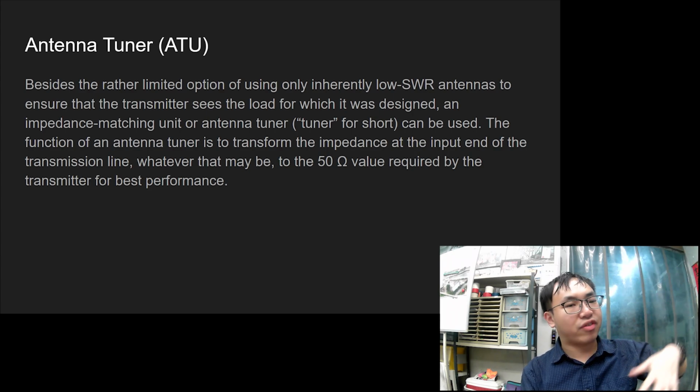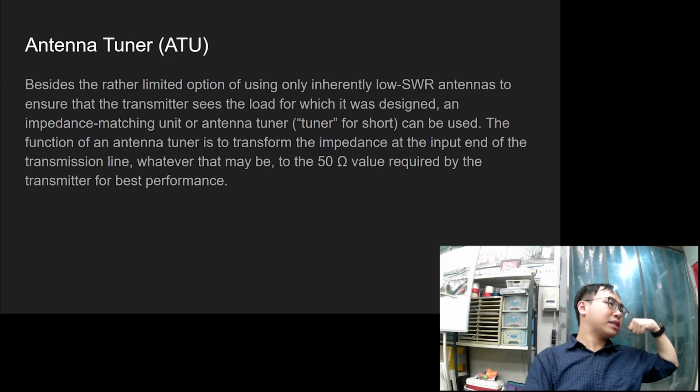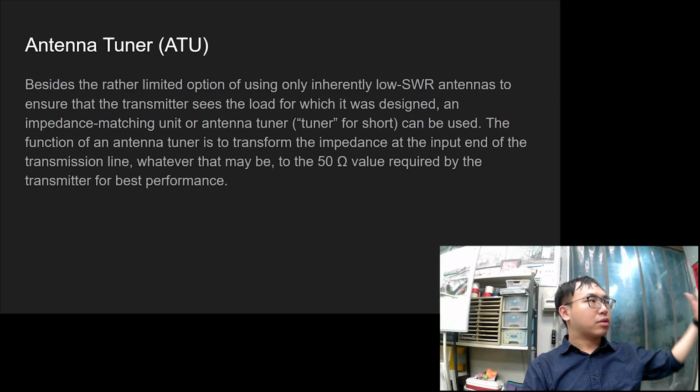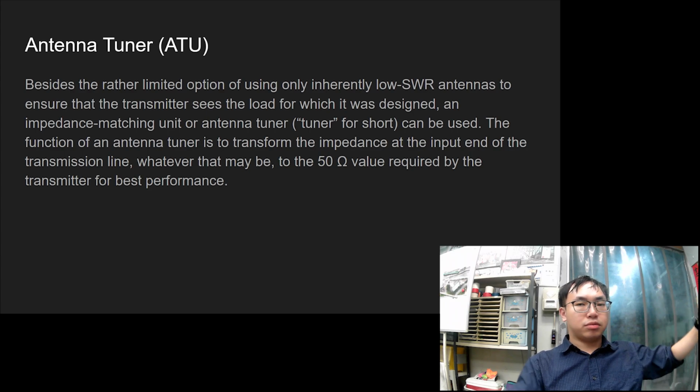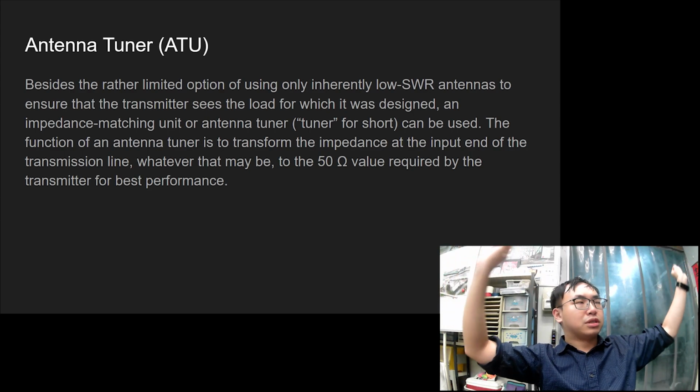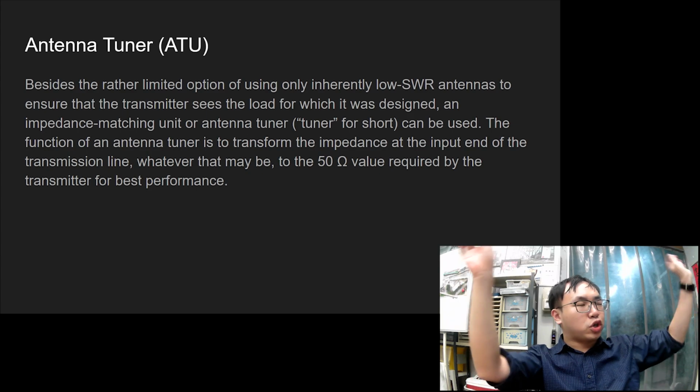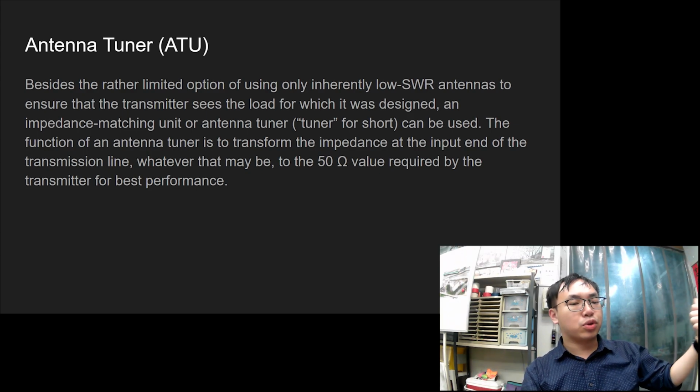So sometimes if you have a very big setup, like in our HARTS CSSC, we have a 10 meter antenna, you can't tune it, right? You can't just pull it out, lengthen it or shorten it. So we make use of the antenna tuner unit.